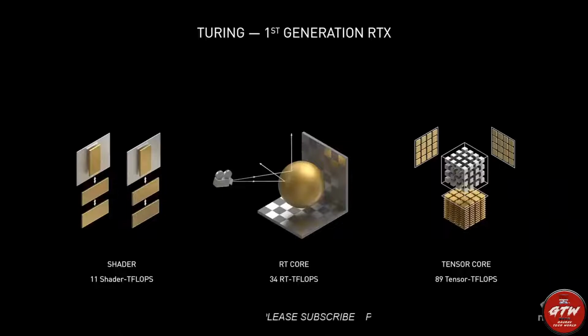Turing was our first generation RTX GPU, combining ray tracing, programmable shading, and AI. The flagship Turing had a ton of processing power: 11 shader teraflops, 34 RT teraflops, and 89 tensor teraflops. Let me show you our new RTX GPU. Ampere is a giant leap in performance.